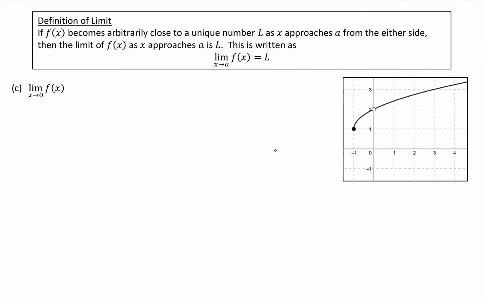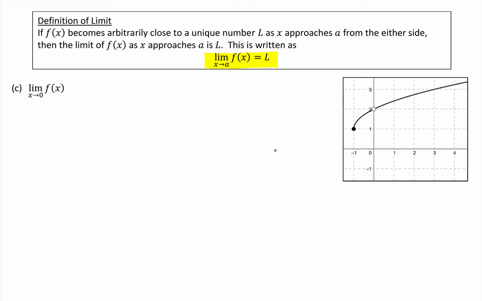So the definition of a limit. If f of x becomes close to a unique number L, so the height of the graph, as you approach x from either side, then the limit of f of x as x approaches a is L, and it's written in the following format. So the limit as x approaches a for the function f of x equals L, as long as you approach the same value of f of x from both sides of the x value a.